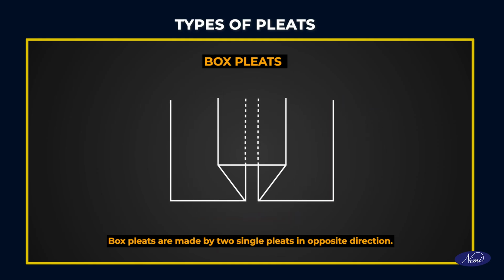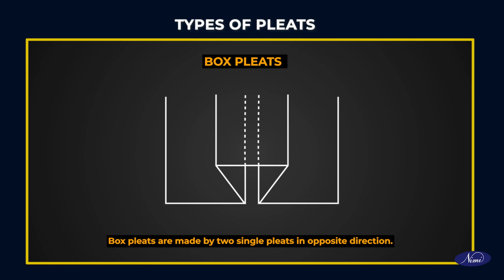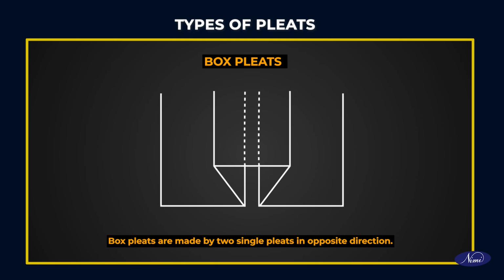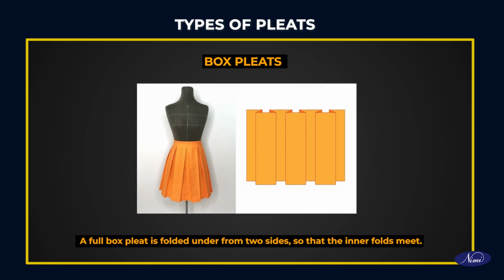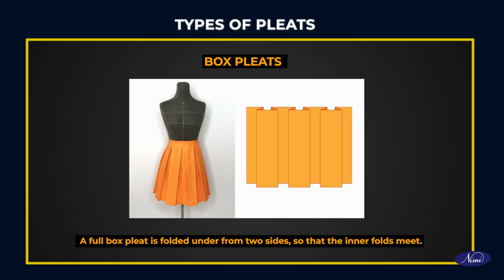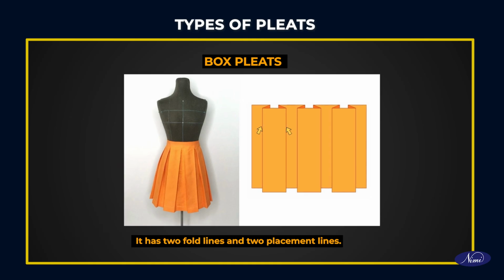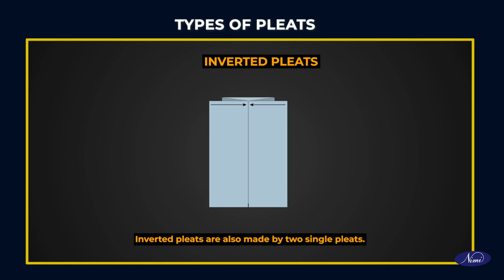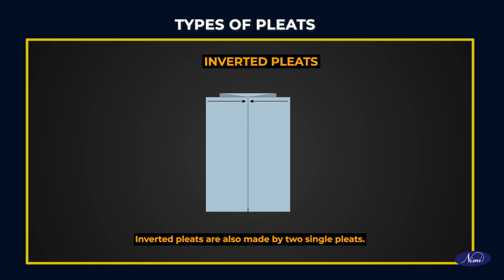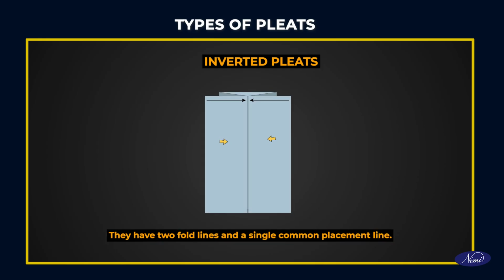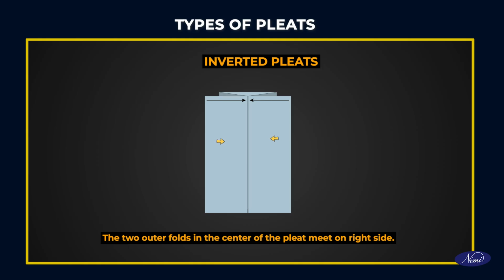Box pleats. Box pleats are made by 2 single pleats in opposite direction. A full box pleat is folded under from 2 sides so that the inner folds meet. It has 2 fold lines and 2 placement lines. Inverted pleats. Inverted pleats are also made by 2 single pleats. They have 2 fold lines and a single common placement line. The 2 outer folds in the center of the pleat meet on the right side.